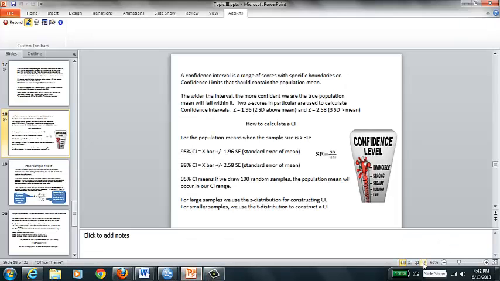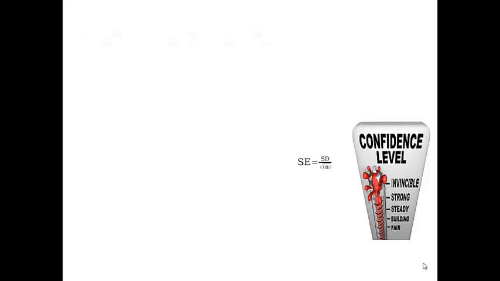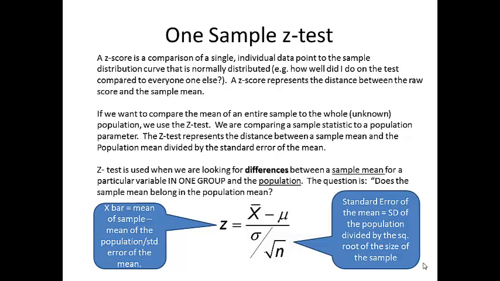So that's how to calculate confidence intervals using SPSS. Now we're going to move into the one sample Z-test. A Z-score is where we compare a single individual data point to our sample. But if we want to compare the mean of our sample to the whole unknown population, we use a Z-test. We're comparing a sample statistic to a population parameter.